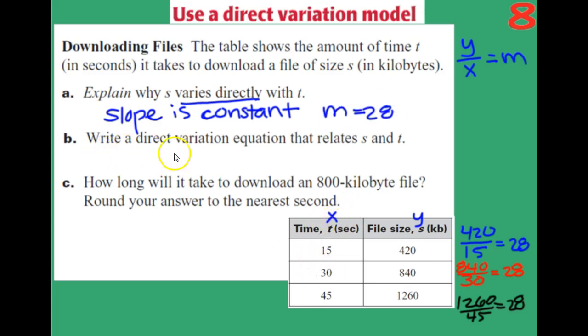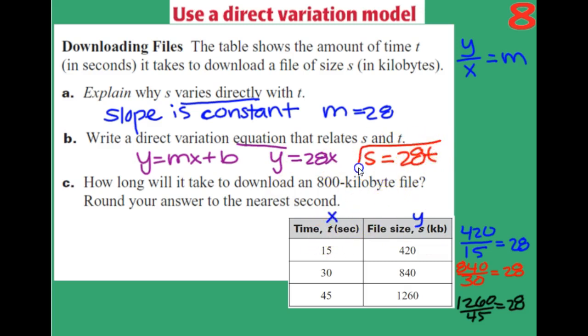So now it says write a direct variation equation in the form y equals mx plus b that relates s and t. Well, if I use it like this first, it would be y equals 28x. But they didn't use y and x, they used s and t. So y is really the letter s, and x is really the letter t. So this is our equation that they want.